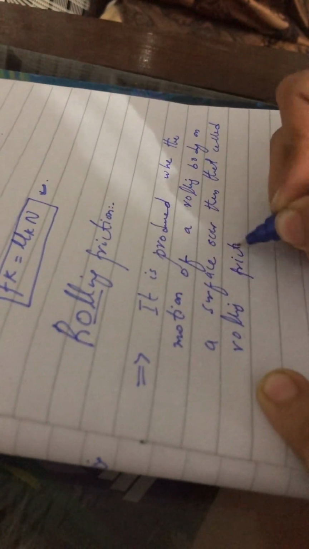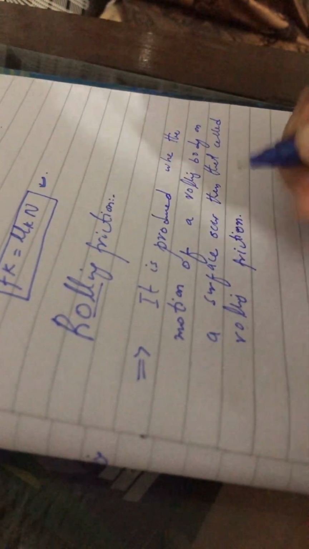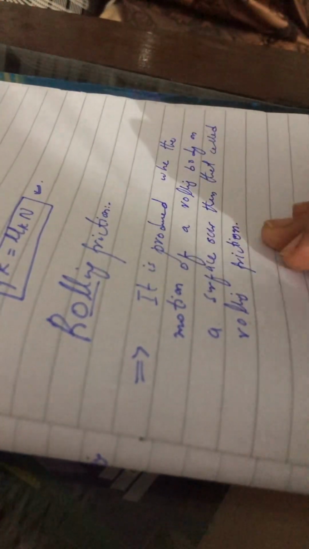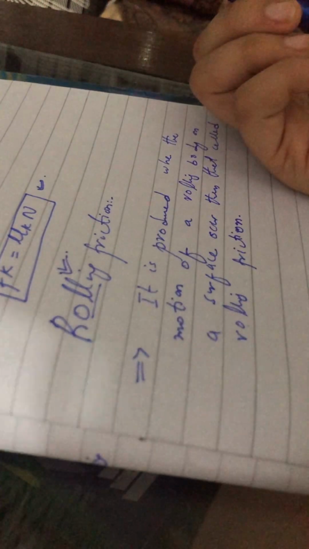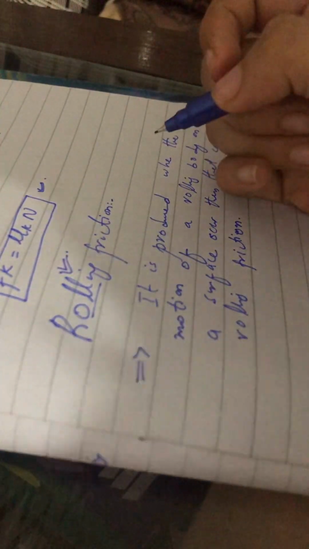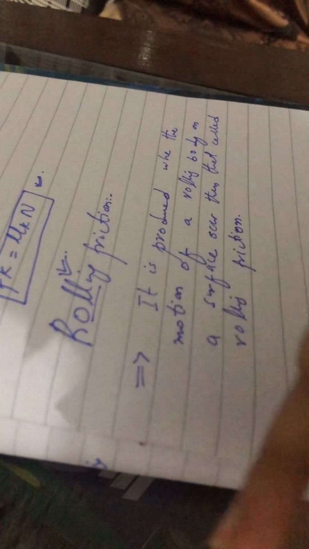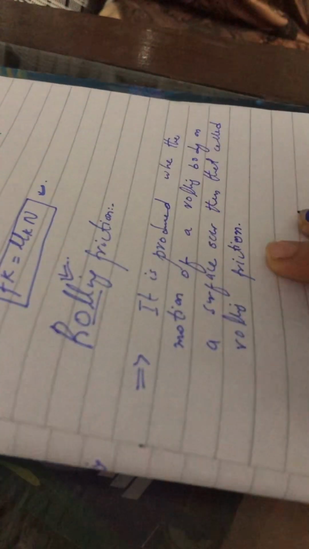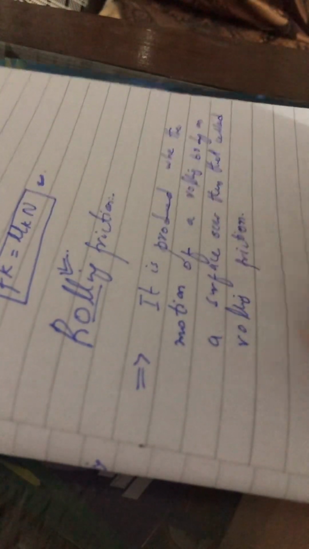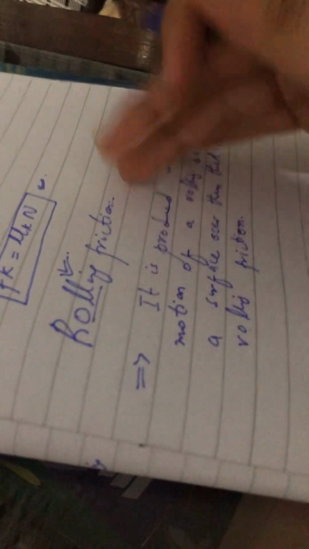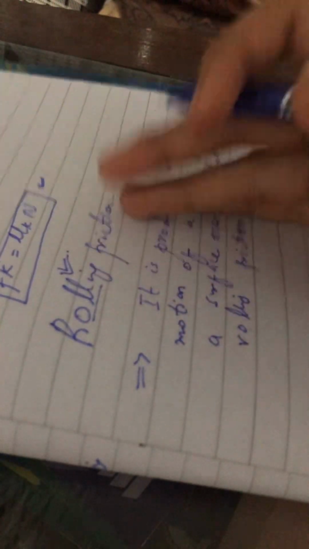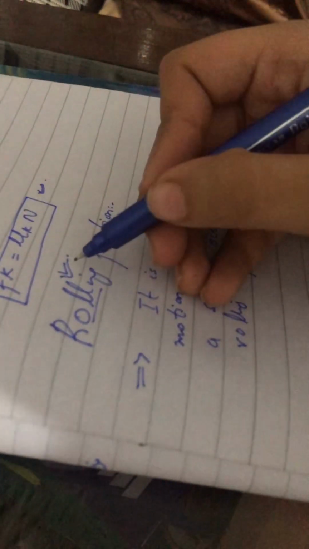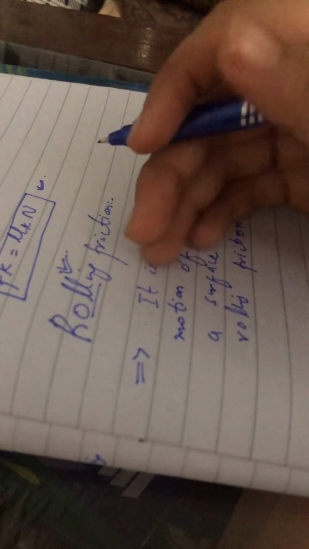Simply, when the body rolls on the surface, the friction produced at that time is called rolling friction. First we will know the limiting friction: if a body is moving on the surface in straight lines, that is limiting friction. If any moving object, or we can say rolling object, moves on the surface, the friction produced on the rolling object is called rolling friction.